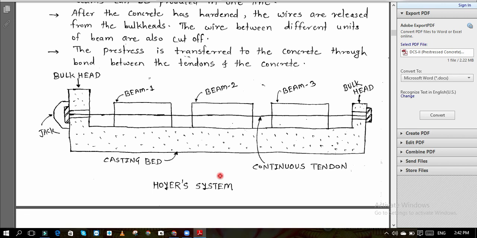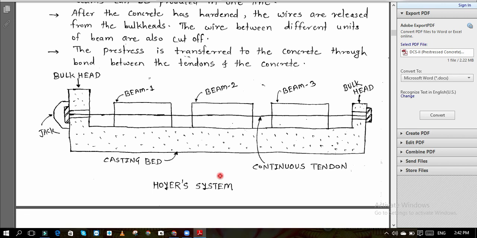This whole system is known as the Hoyer system. Here you should remember the point that this is a pre-tensioning system first. Second point is that this system is used when you have to cast multiple beams at a time. On a large scale, if you want to cast the beams, then this type of system is used.